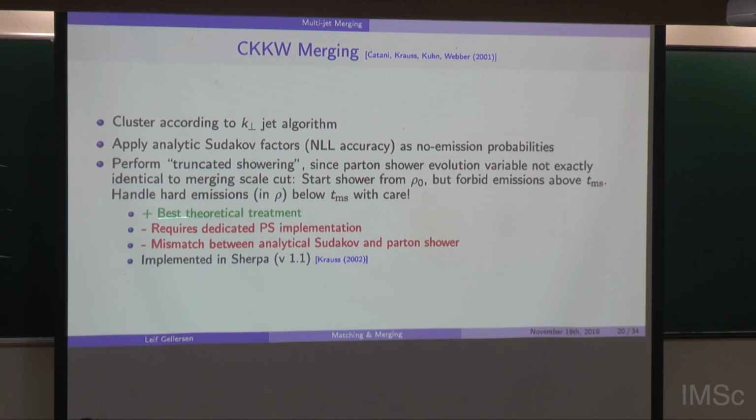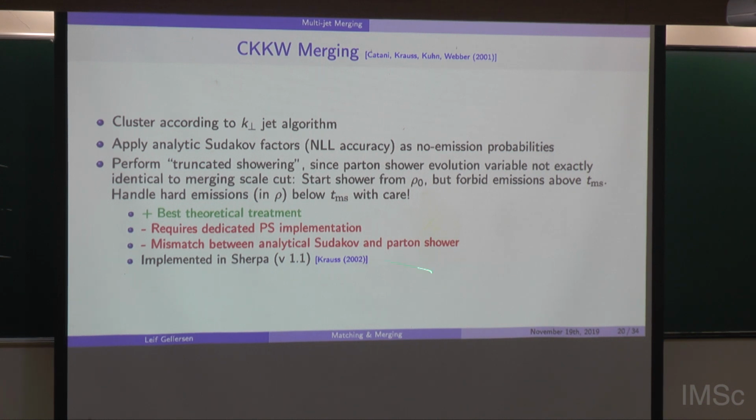So the advantage of this method is clearly that it's a nice theoretical treatment. You get these analytic Sudakov vectors. You can actually write down what you're doing. It's always nice to understand. But it requires a dedicated Parton shower implementation to deal with this showering here. And there's a mismatch between the analytical Sudakov and the no emission probabilities that the Parton shower generates, because the Parton shower is just not as correct theoretically as the analytical Sudakov is.